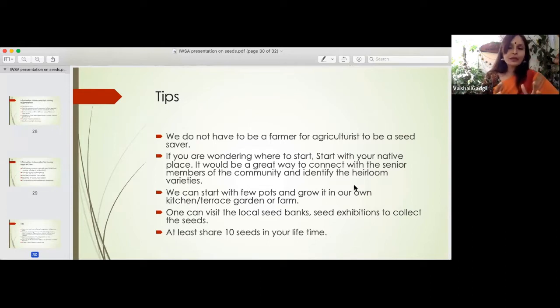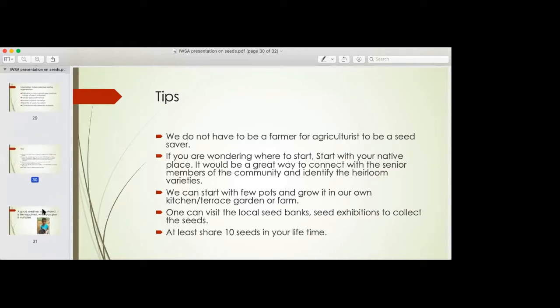Today, after 7 years, I may not be farming, but I'm still a seed saver. I still grow seeds in the terrace garden that I have, and I freely distribute them, at no charge. Whatever seeds I have, I distribute them freely. So whoever needs them, please contact me.